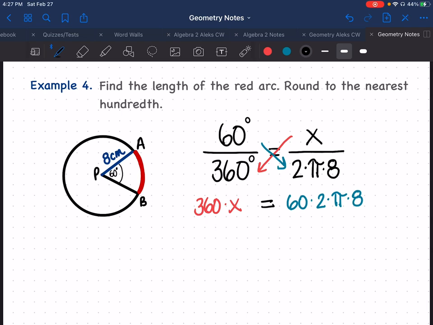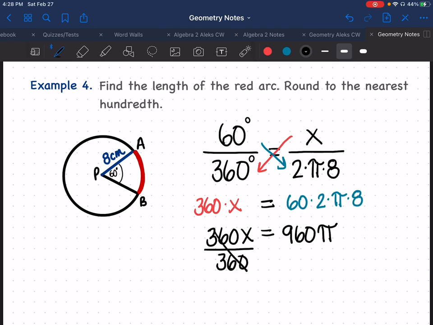Now what I'm going to do next is show you that on this teal side you can just multiply all the numbers. So you could do 60 times 2, 120, 120 times 8, 960 pi. Sometimes you get asked to leave your answer in terms of pi, and this is what they're talking about. Okay, we're going to divide both sides by 360.